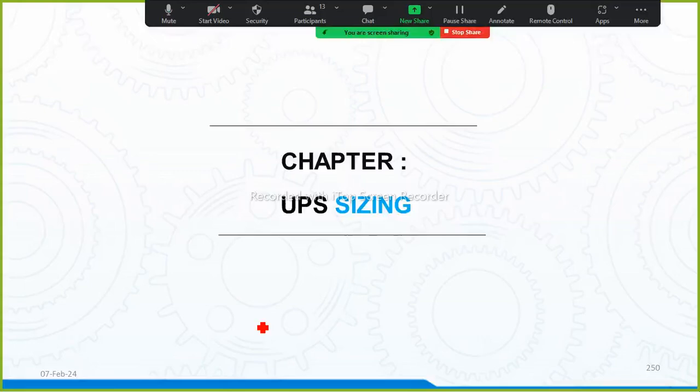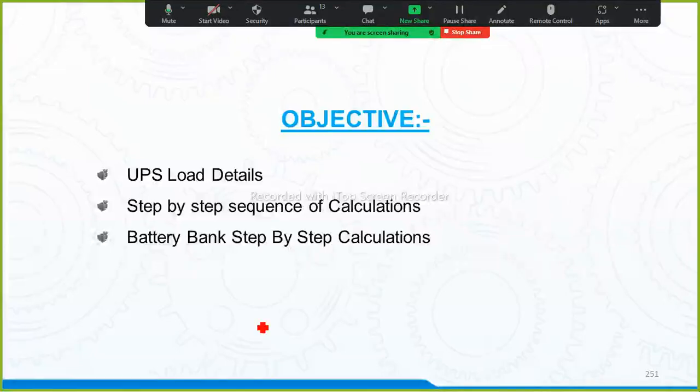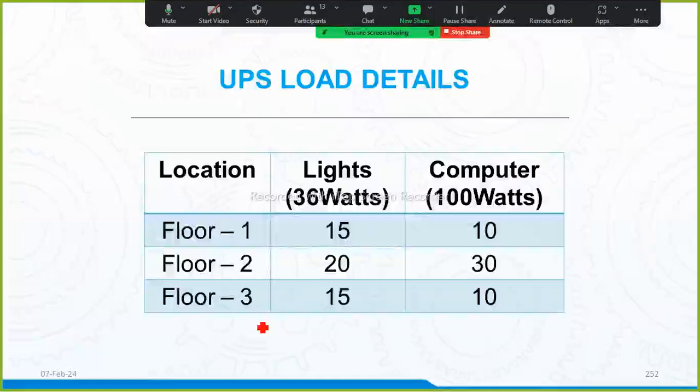Okay, so now coming to the UPS, first let us calculate the UPS size required for the building. Now the UPS load details, the step-by-step sequence of calculation, and the battery bank step-by-step calculation we will see also. Now when you see, I have taken a small example of a 3-floor building, and I have taken lights and computers, that is normal sockets. But if you want fans, we'll take the fans also.